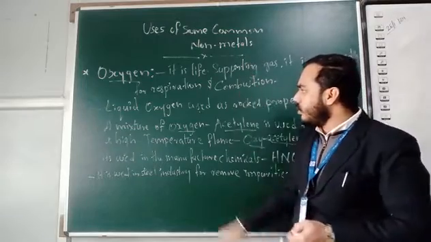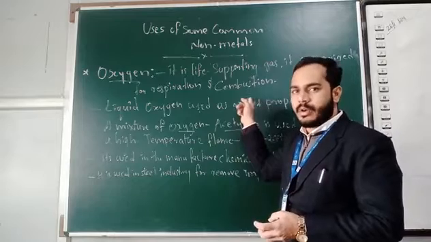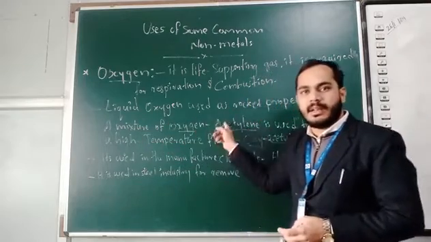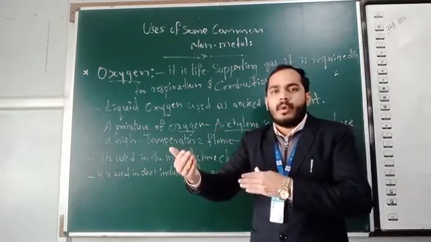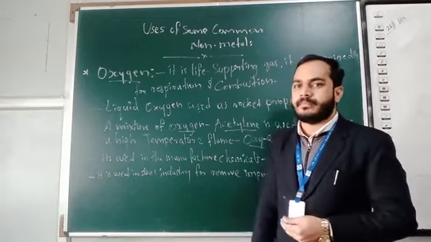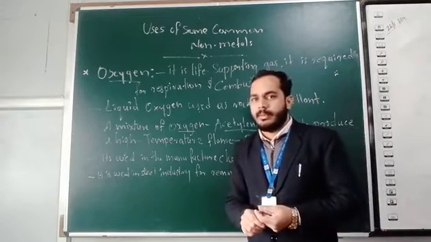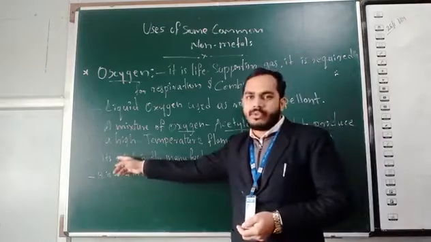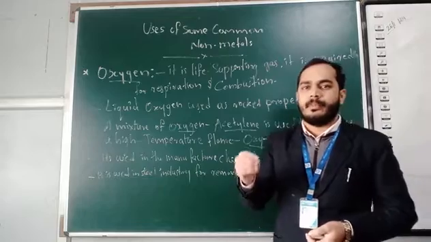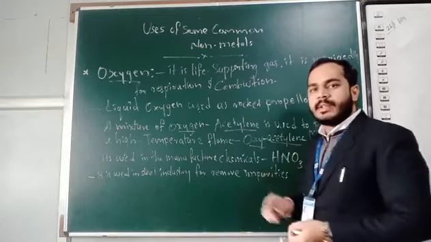Next one, it is used as a rocket propellant. Oxygen is used as a rocket propellant, and the mixture of oxygen and acetylene combined together forms a high temperature flame named oxyacetylene flame. This flame helps us in cutting metals and welding metals. Okay. Next one, oxygen is used for the manufacturing of chemicals. Oxygen is used for manufacturing chemicals like nitric acid and sulfuric acid.